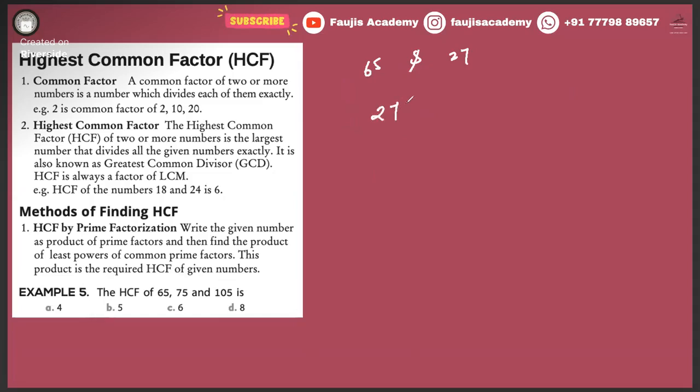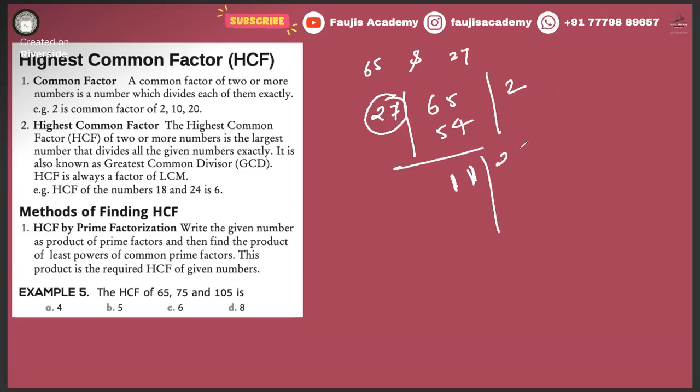Sure, sir. Now there is also a different method, division method. Okay, 27, 65. 2 times 54. 1, 1. Now the remainder over here that we are left, it will become a divisor, and this particular divisor will become over here your dividend. 2 times 22. Remainder. Again, this remainder will become a divisor, and this particular number will become the dividend.